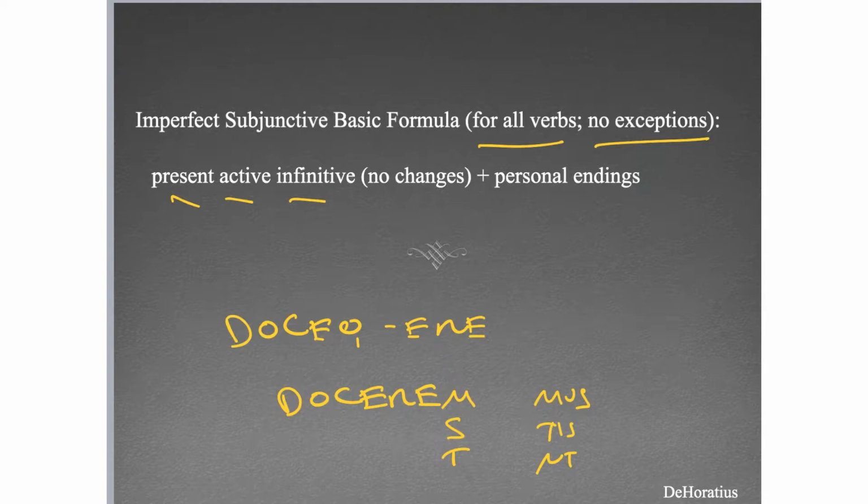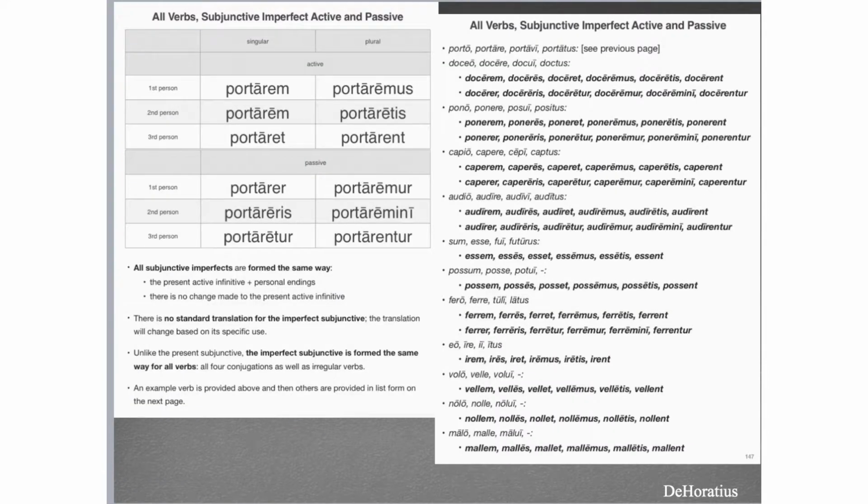I find that oftentimes students inevitably make some changes to the infinitives. That is not part of the deal. So again, you get the infinitive as is, docere, and then you just add the endings right on there. All right, and this is what it looks like in action. And you can see there's the infinitive plus the endings, infinitive ending, infinitive ending, infinitive ending, and off we go.